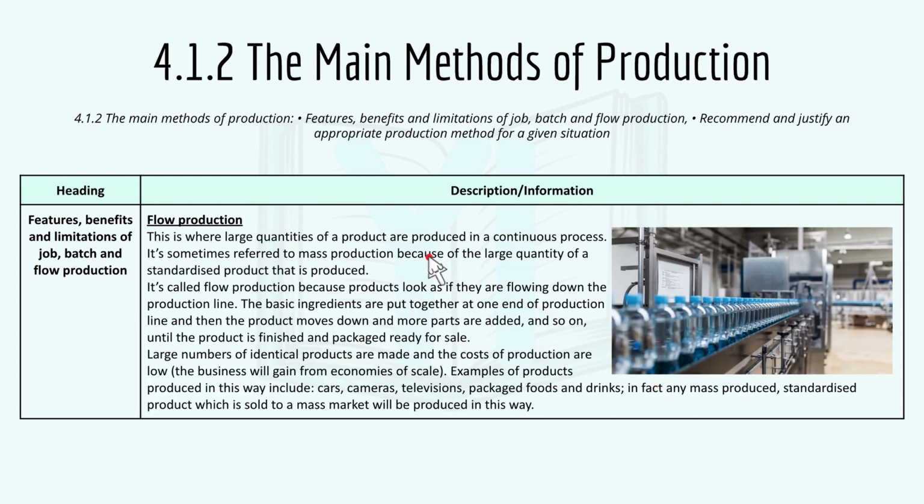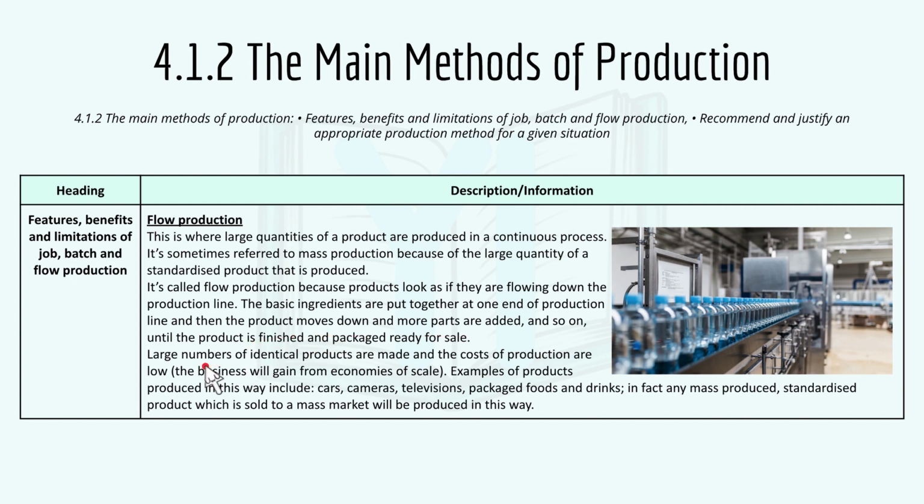And we have flow production, and this is where large quantities of a product are produced in a continuous process. It's sometimes referred to as mass production because of the large quantity of a standardized product that is produced. It's called flow production because the products look as if they are flowing down the production line, like this. The basic ingredients are put together at one end of the production line, and then the product moves down and more parts are added, and so on, until the product is finished and packaged ready for sale.